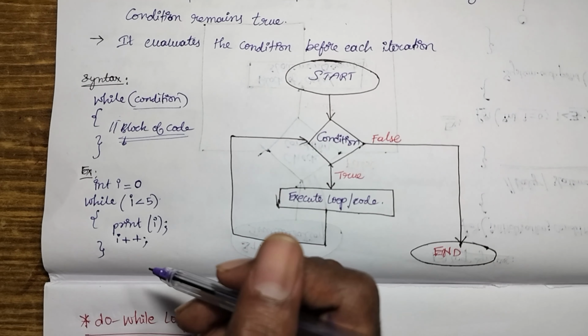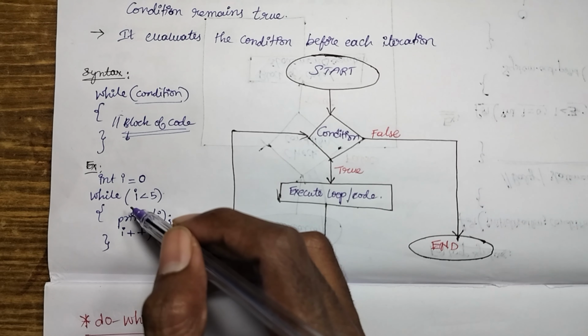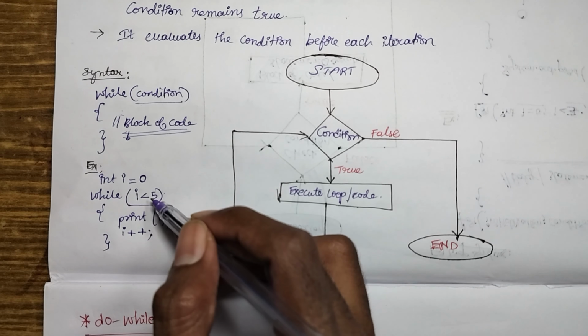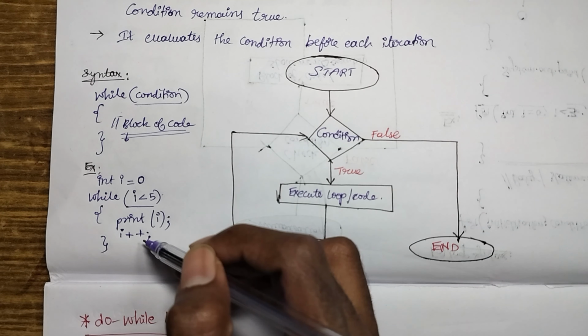For example, here int I equals 0 is started, and the while loop is initialized. For I less than 5, the while loop is executed again and again.